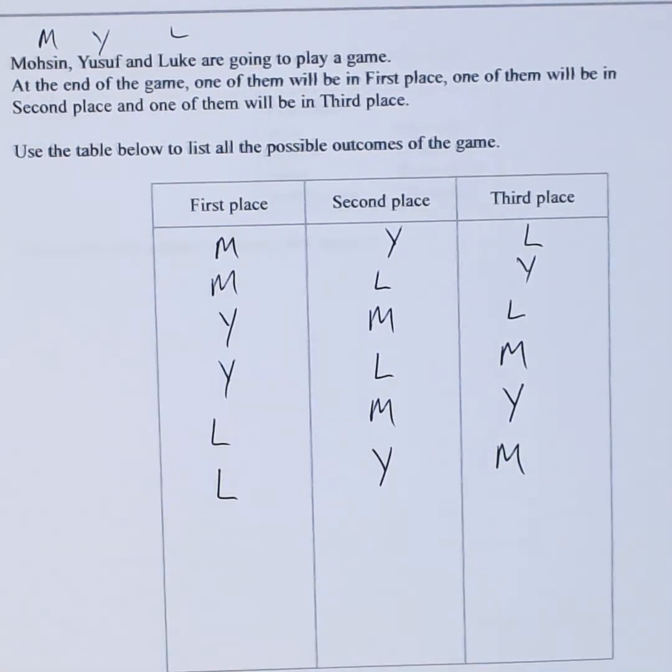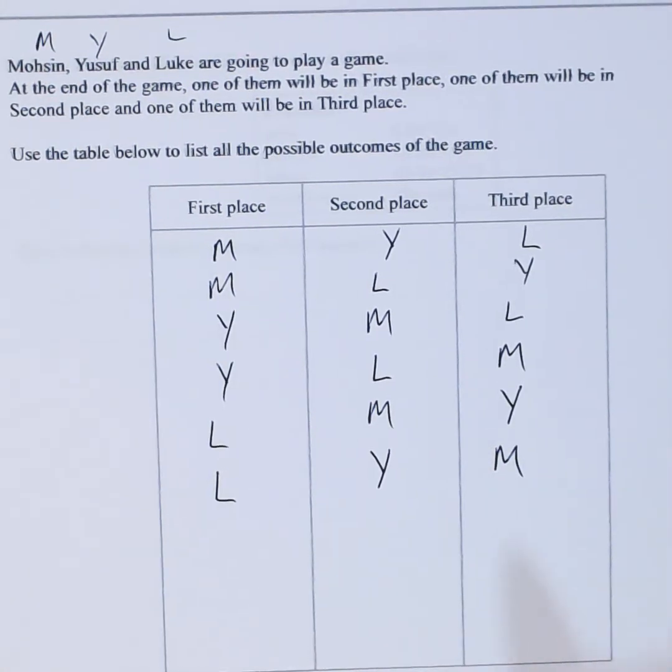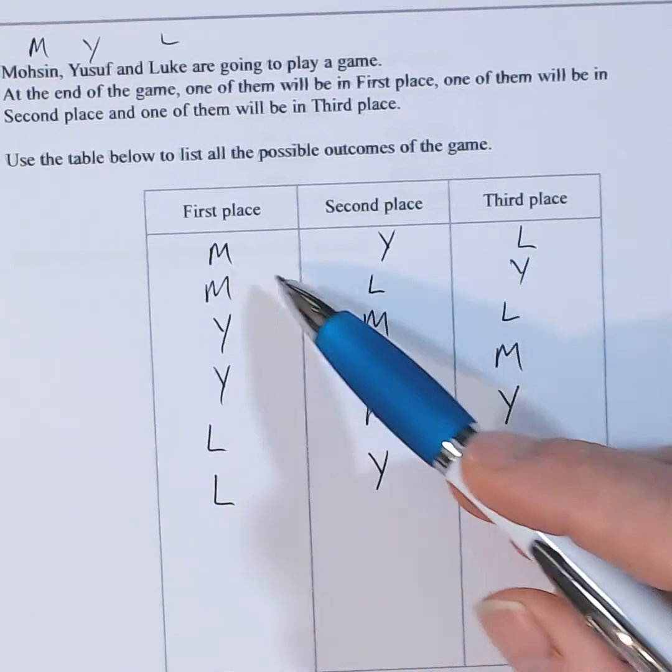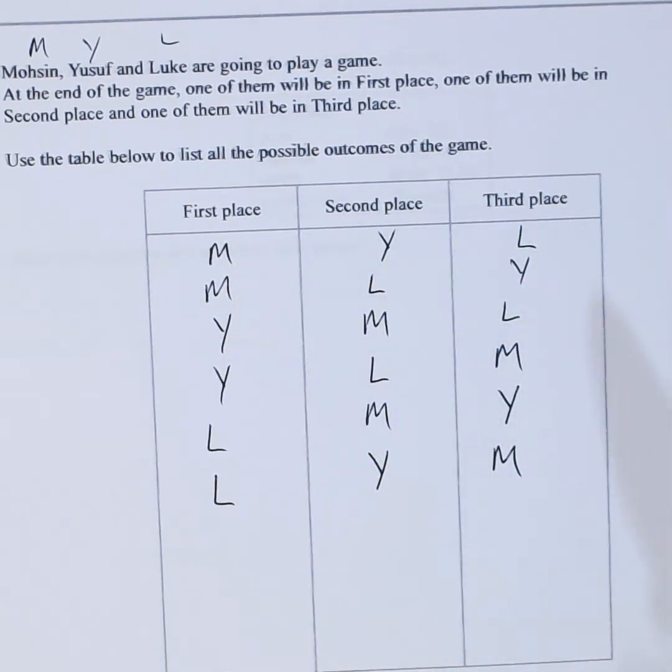So that would have been the answer to that question. Just doing it logically, and you're just using letters to save writing the whole names all the time. So those could be the possible outcomes in terms of who could have done what.